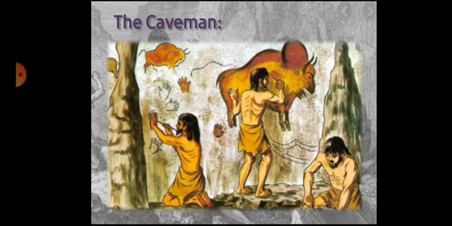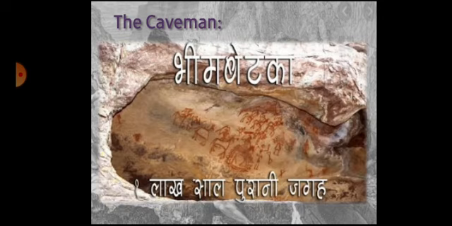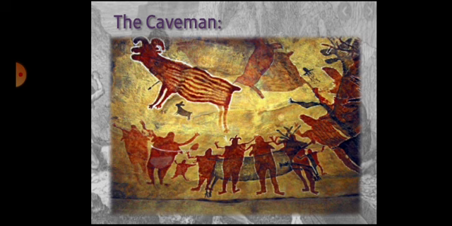Primitive man drew paintings of wild animals on the walls of caves. Such cave paintings have been discovered in the caves of Madhya Pradesh and Uttar Pradesh. Evidences of primitive man have been found in the Bhimbetka cave of the Narmada River Valley. Such caves have also been discovered in the Vindhya mountains and the mountains of South India.